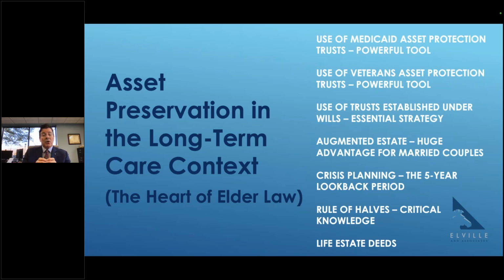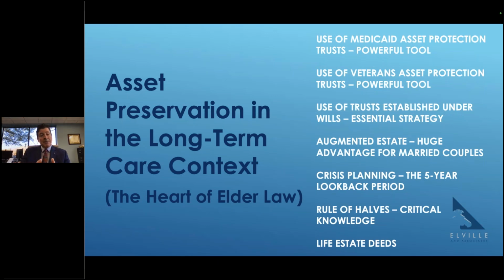Veterans Asset Protection Trust is a similar trust, but different, designed to help someone qualify for the veterans pension that is available. VA has many pensions actually, but this is the veterans aid and attendance benefit that many people are eligible for if you are a qualified veteran of a period of war.